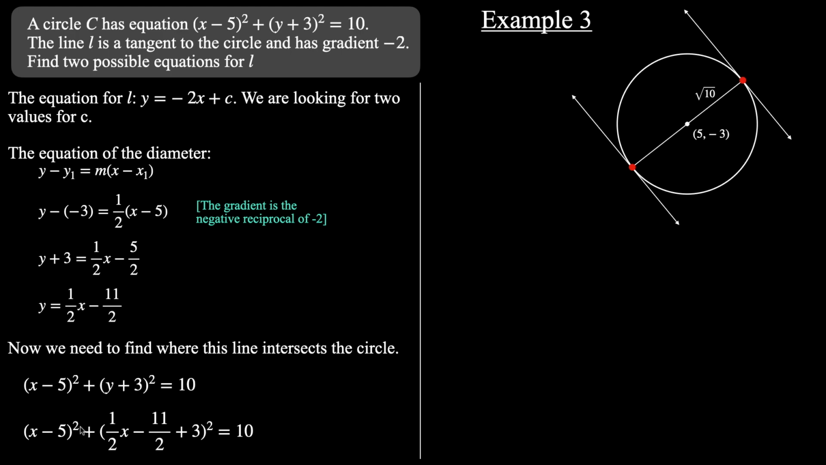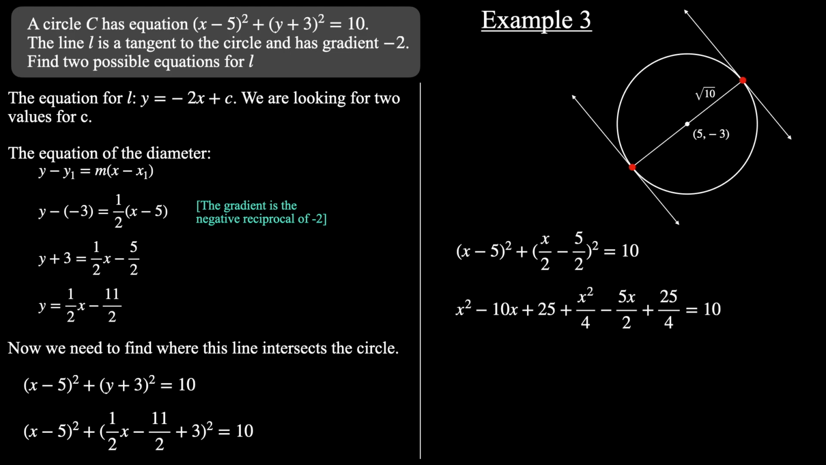We get (x − 5)² + (½x − 11/2 + 3)². We can see where that's come from. All squared equal to 10. Let's simplify. Negative 11/2 plus 3 is negative 5/2. Then let's expand these brackets out. We're going to get x² − 10x + 25 + x²/4 − 5x/2. When you expand these brackets out, you'll get 10x over 4, which I've simplified to 5x/2.